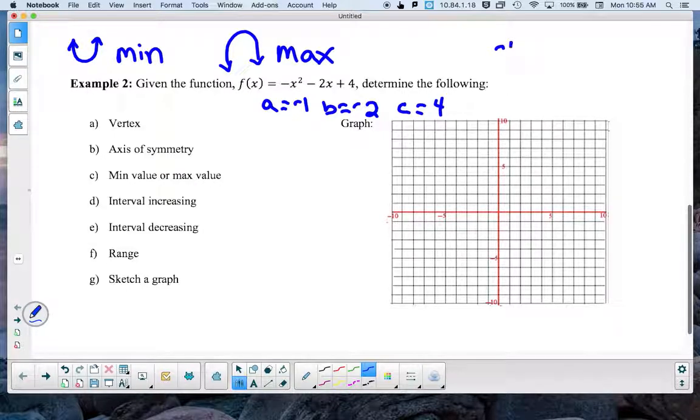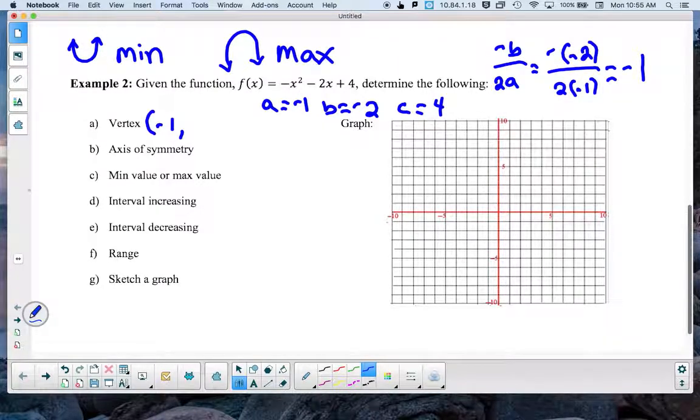So -b divided by 2a is going to look like -2 divided by 2 times negative 1. That's going to simplify to positive 2 divided by negative 2, which would give me back a negative 1. So I know for this vertex, the x value of the vertex is negative 1. Now plug that number back into your original equation and find the y value. So if I plug in negative 1, I'll do that over here off to the side.